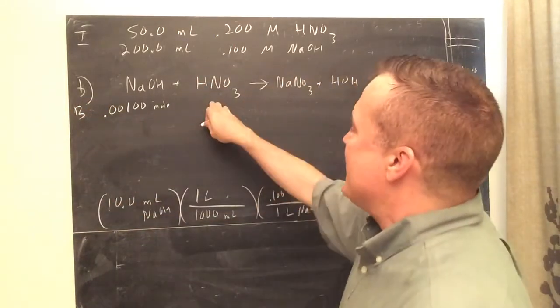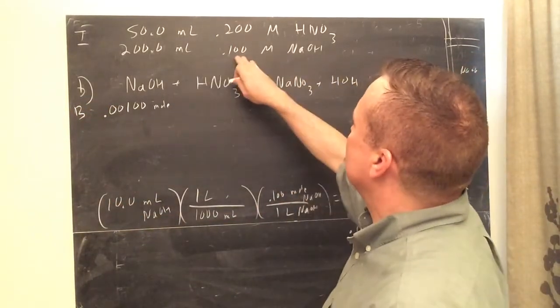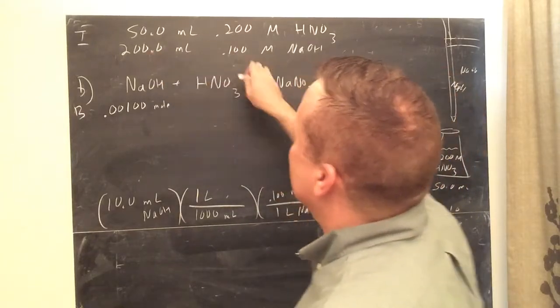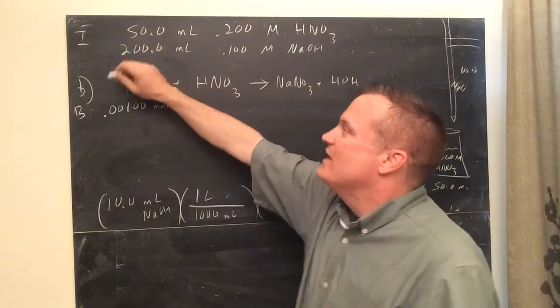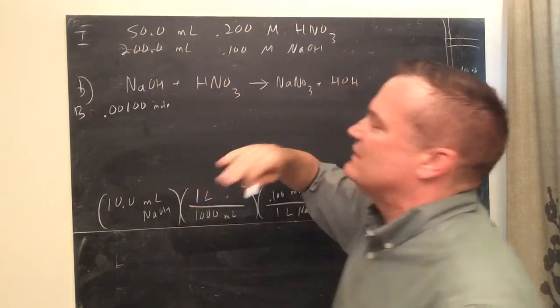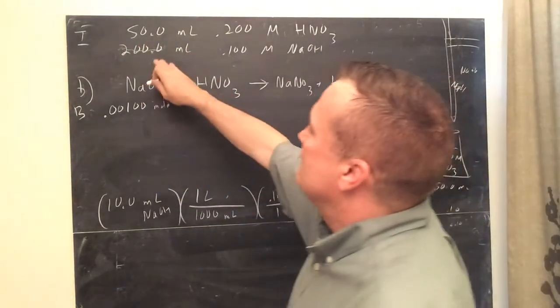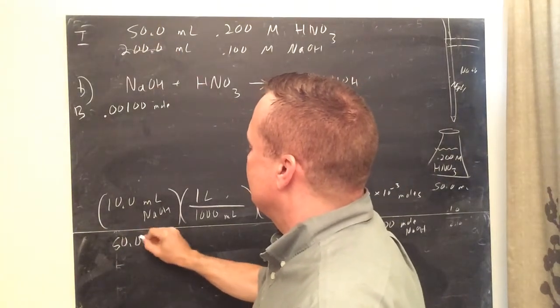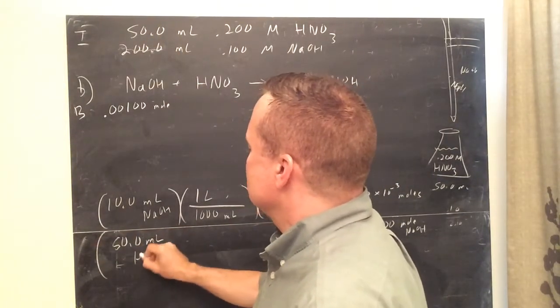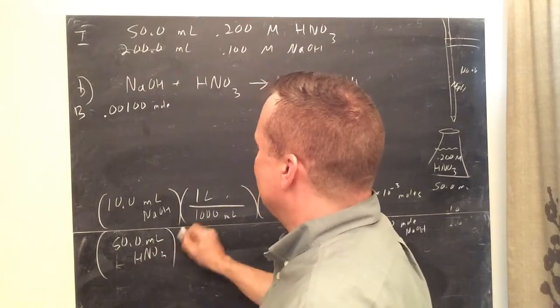Okay, so we're adding that, and we have 200. Well, oh, not 200. 200 went with the NaOH. We don't have 200 yet. We're only using 10 of them. So this number doesn't really mean much unless you want to do the very last point. But it means you have up to 250 milliliters. So 50 milliliters of HNO3, do the same thing.